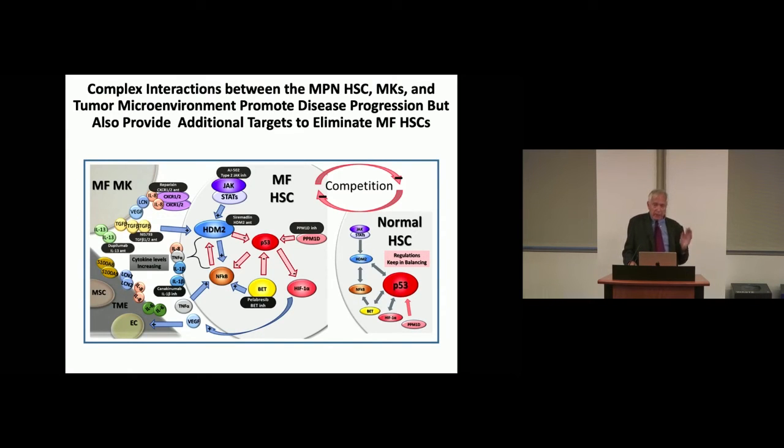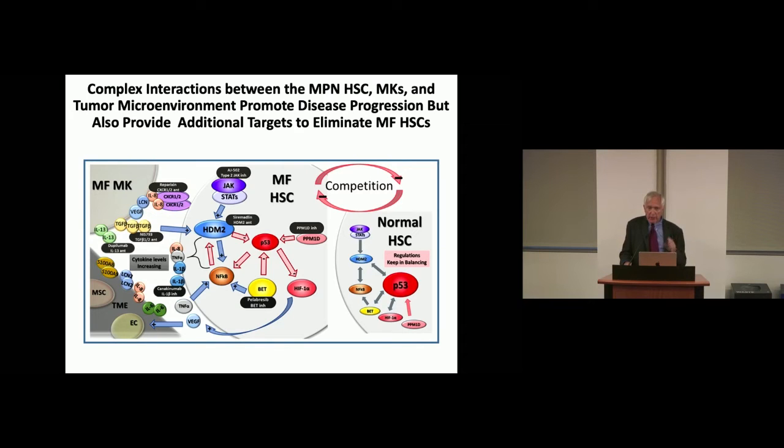So the body, unfortunately, has set up a whole bunch of pathways beyond these mutations that protect these malignant stem cells. And the most important part of it is the interaction between these stem cells and the environment in which they sit, whether that's in the marrow or in the spleen or in the liver. So these stem cell, progenitor cell interactions protect the hematopoietic stem cell that's involved by the myeloproliferative neoplasm.